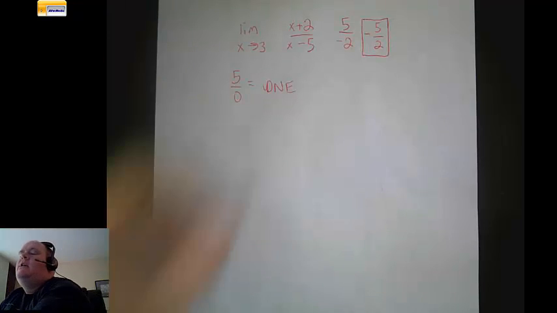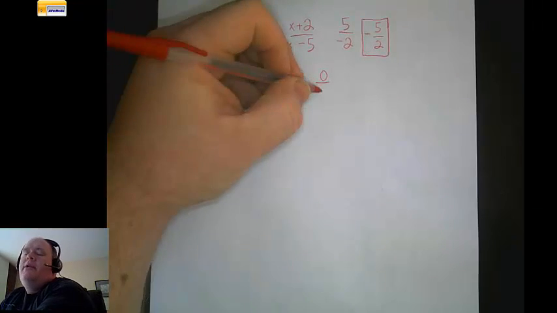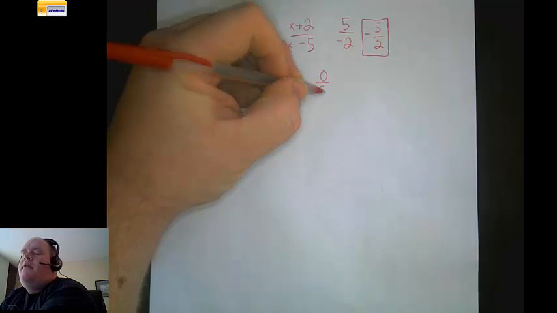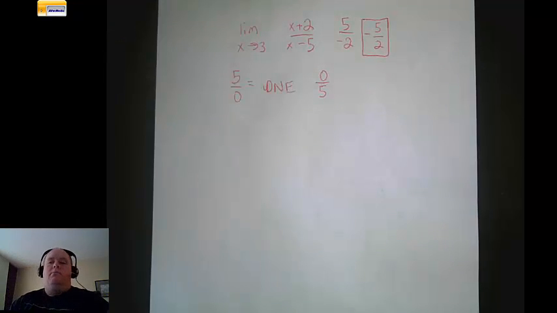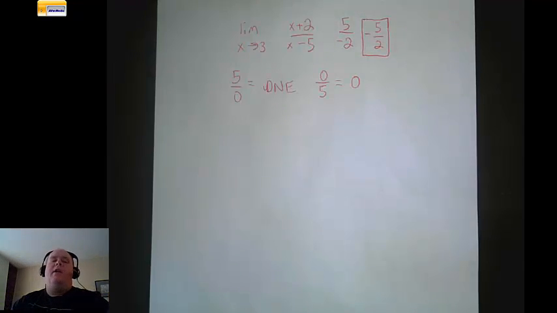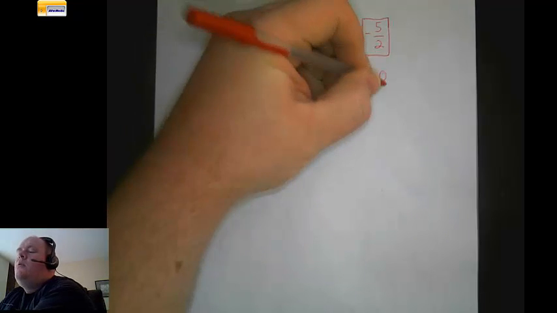However, if we got 0 as the numerator rather than the denominator, and let's just keep the denominator 5 this time, well, 0 over 5, that's actually 0. So the limit here would just be 0. And then the final case that does pop up quite a bit for our calculus problems is if we come up with 0 over 0.